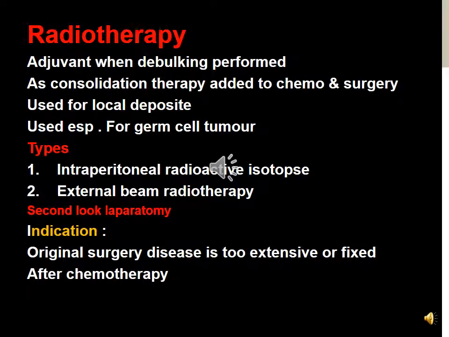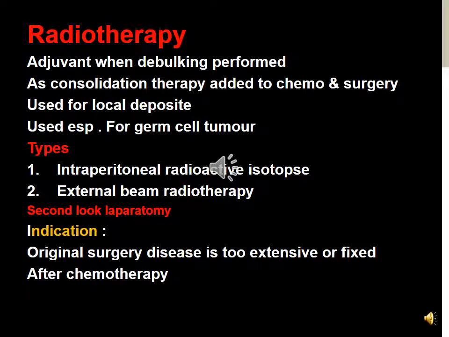We discuss the role of surgery, the role of chemotherapy, and now radiotherapy. Although it plays a little role in the treatment of ovarian cancer, still it can be used as an adjuvant after surgery. We do debulking, and instead of giving the patient chemotherapy, we use radiotherapy, or we use it as consolidation. After surgery, we give chemotherapy and then we subject the patient to radiotherapy. The third indication is a special type of germ cell tumor, which are radiosensitive.